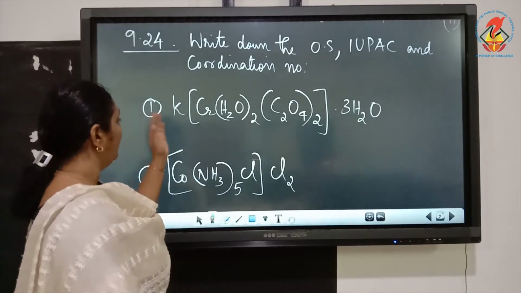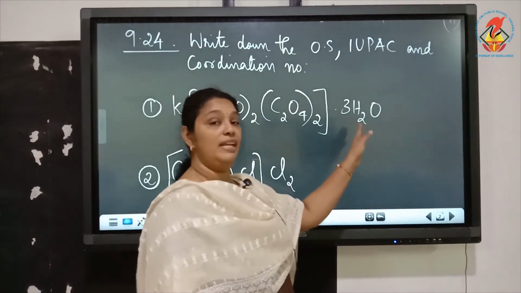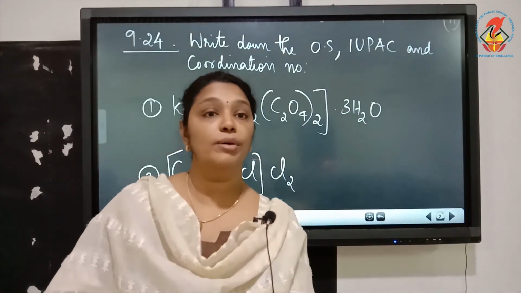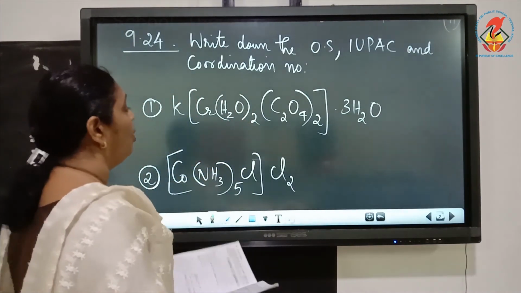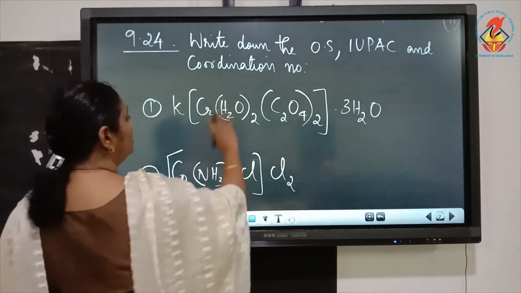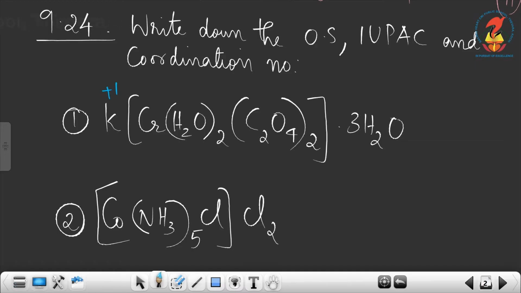Now here we have K as counter ion, and H2O is named as hydrate. Now we have the ligands as water and oxalate ion. First let's find the charge on the complex ion. Potassium is +1, so this is -1. Now for the oxidation number of chromium, H2O charge is 0, oxalate ion charge is -2. So X plus 0 minus 4 is equal to -1, or X is equal to +3. The question is to find the oxidation number. We got the oxidation number of the central atom, that is +3.